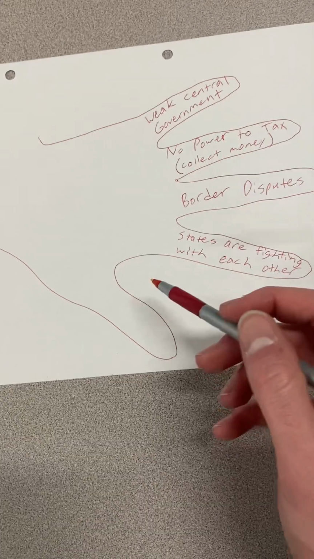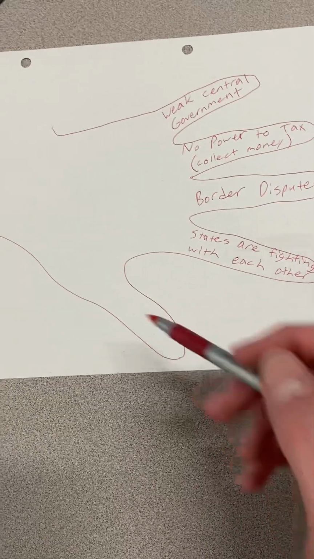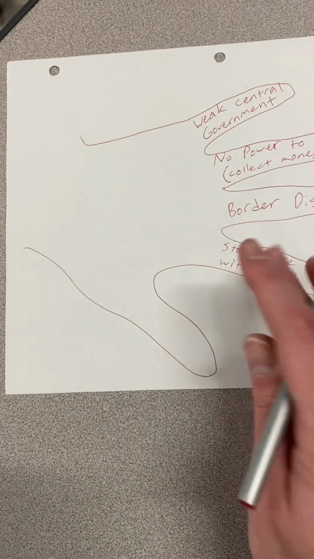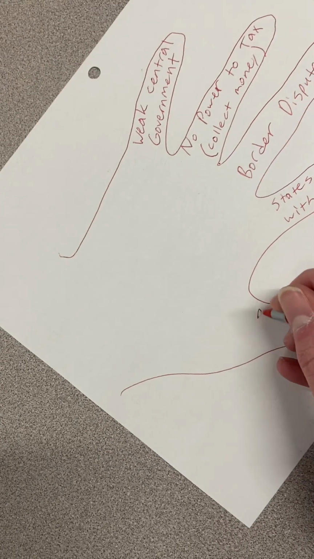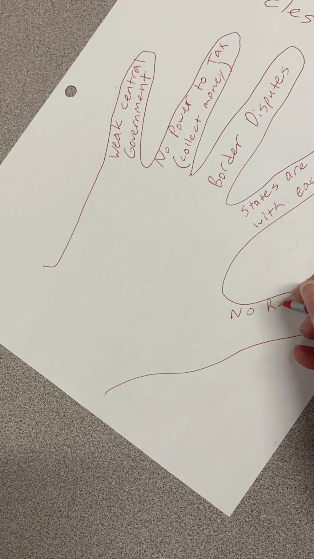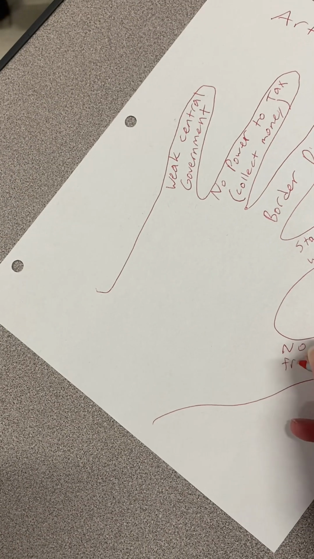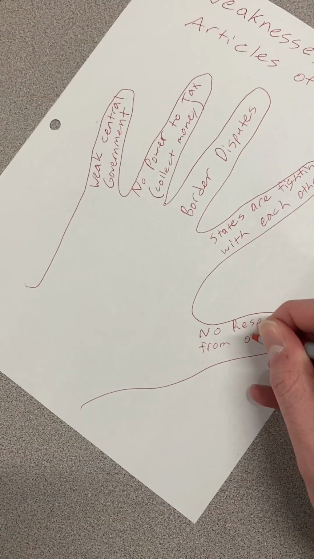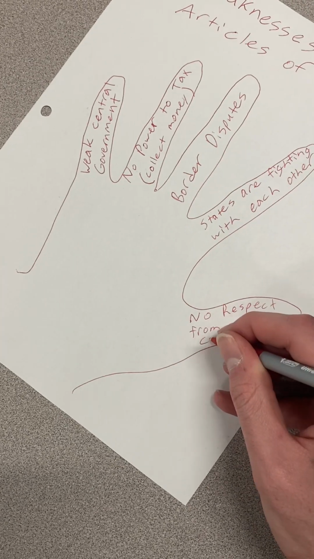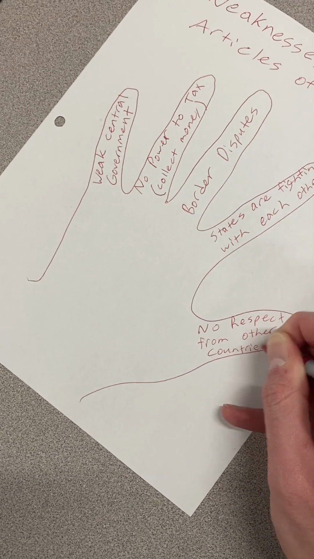And then our last one goes under the thumb. I don't really have a theme for this one. This is just the last one that's left. We had no respect from other countries. So other countries had no reason to respect us. So no respect from other countries.